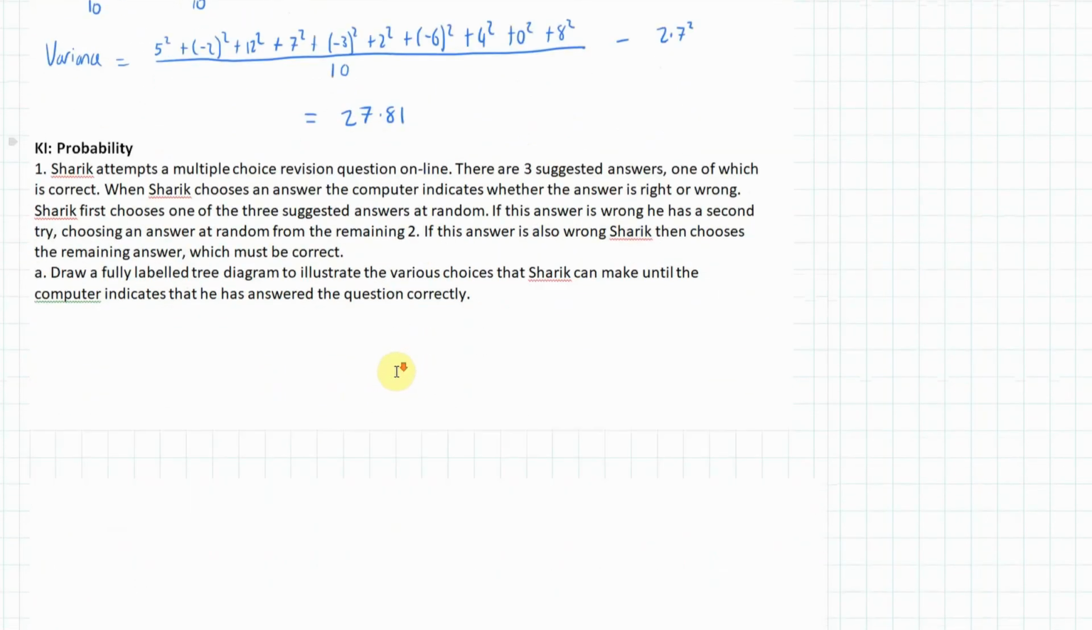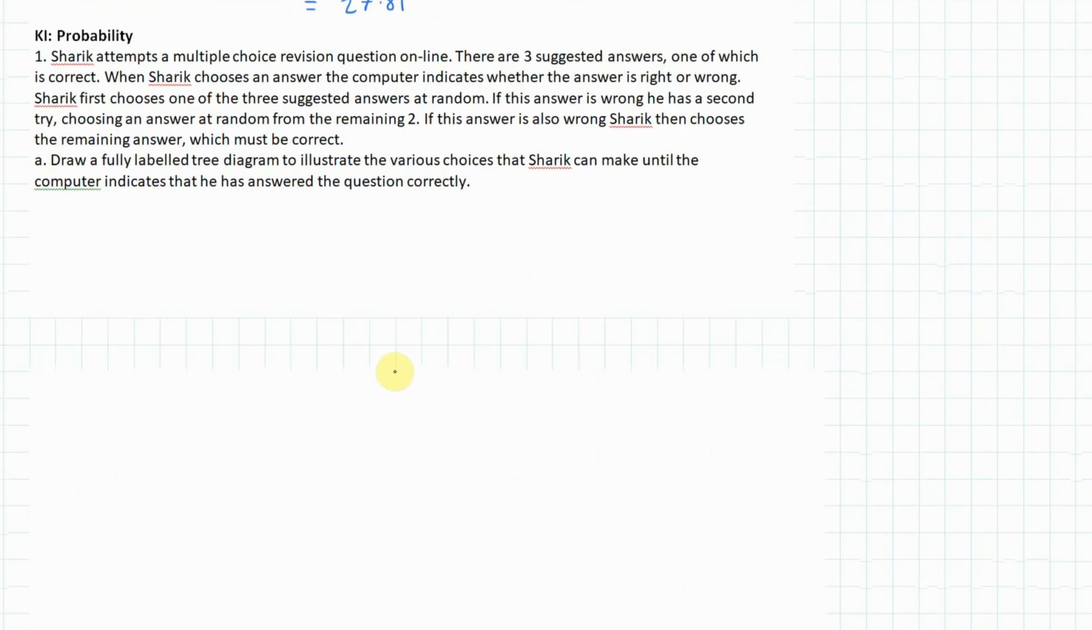Okay, so the next one is a probability question. I've got this chap Sharik, doing multiple choice questions online. There are 3 suggested answers, one of which is correct. He first chooses one of the 3 suggested answers at random. If the answer is wrong, he has a second try, choosing the answer at random from the remaining 2. And if this is wrong, he chooses the remaining answer, which must be correct.